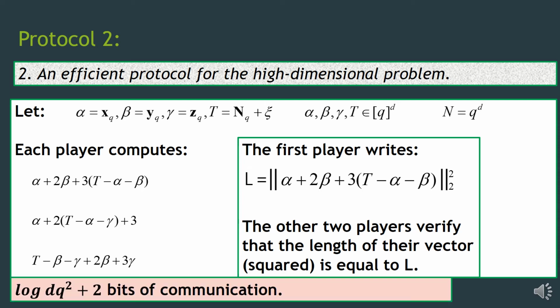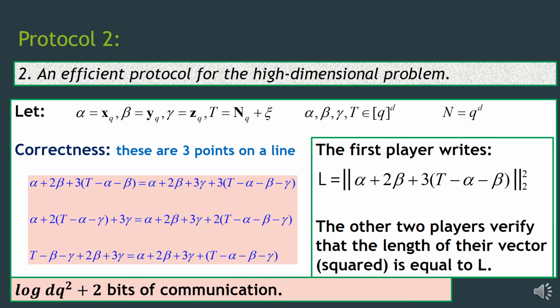The complexity: it requires log of (dq squared) bits for the first player to write the length of his vector squared, because that's how many different kinds of lengths there could be here in [q]^d, plus 2 for the verification bits. And why is it correct? We already said one side is obvious. If alpha plus beta plus gamma is equal to t, then the vectors are equal, then the lengths are equal, and then obviously the output would be 1 as should be.